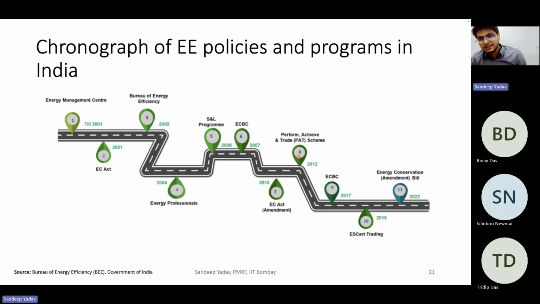PAT scheme is the most successful scheme on the energy efficiency measures that was introduced in the year 2012. And then a few modifications have been done to the ECBC codes and the e-certificate trading, followed by the amendment of the energy conservation bill. This was the most recent one because it's taken from the 2023 report. So that's how the whole life cycle journey of the energy efficiency policies has been taken through in India.